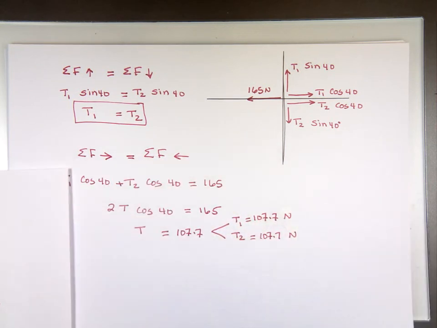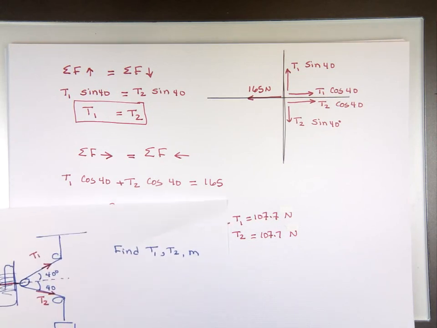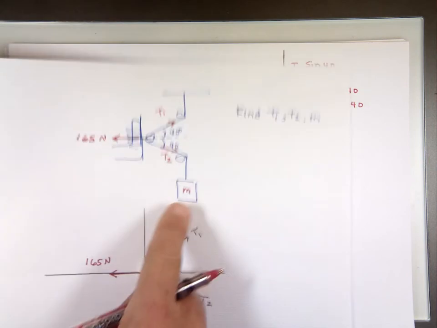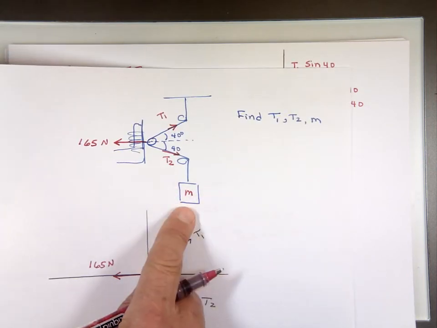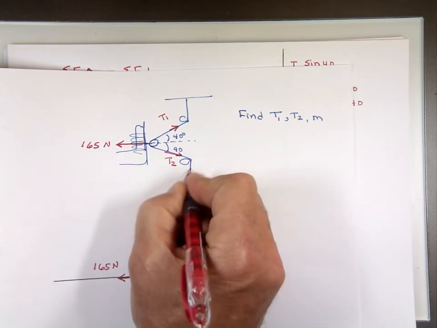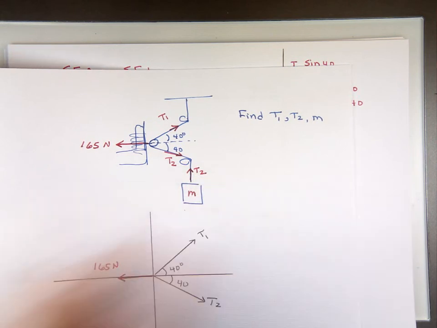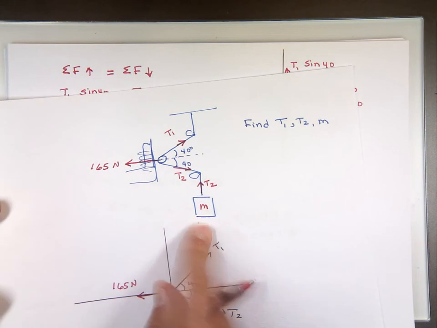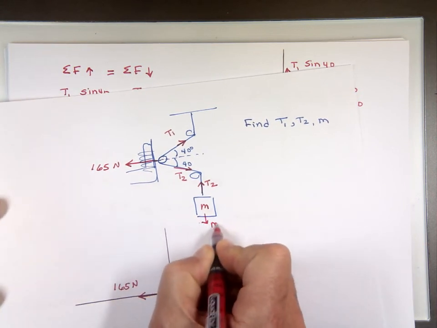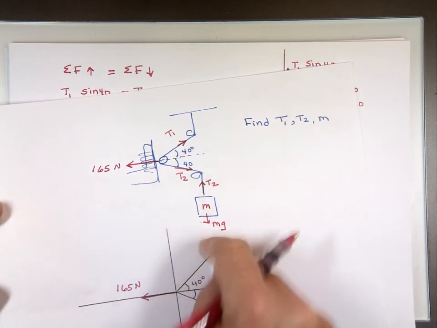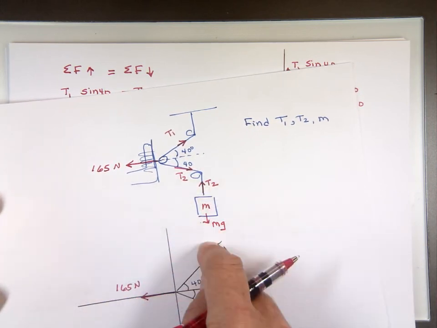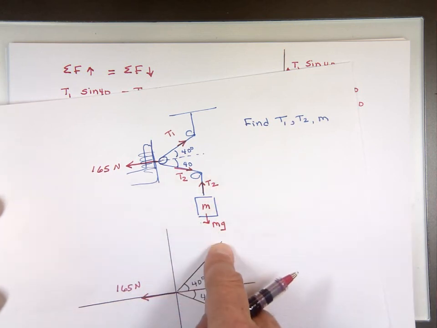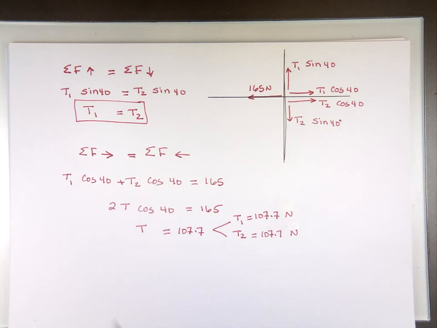So we answered two-thirds of the question. What's T1? What's T2? How much mass should I attach here? Well, guess what? If this is T2, what's this one? This is also T2. For every action, there's an equal and opposite reaction. This is not moving. We have the weight down. Because these two are equal, T2 has to equal mg. So T2 equals mass times gravity.